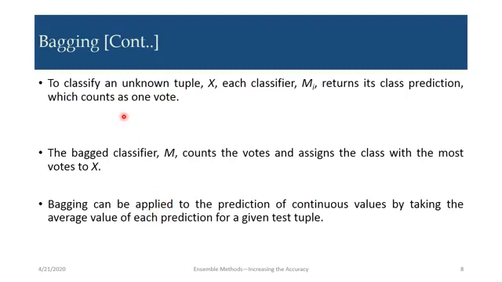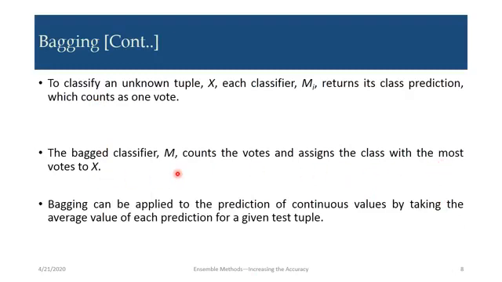Now to classify an unknown tuple X, each classifier Mi returns its class prediction, which counts as a vote. So once you have created the model Mi, you can put in an unknown tuple, suppose the data tuple X, and it returns the class label prediction by the classifier Mi. That particular result can be counted as one vote. The bagged classifier, that is M*, means a combination of all classifiers Mi, where i stands for 1 to k, which counts the votes and assigns the class with the most votes to X.